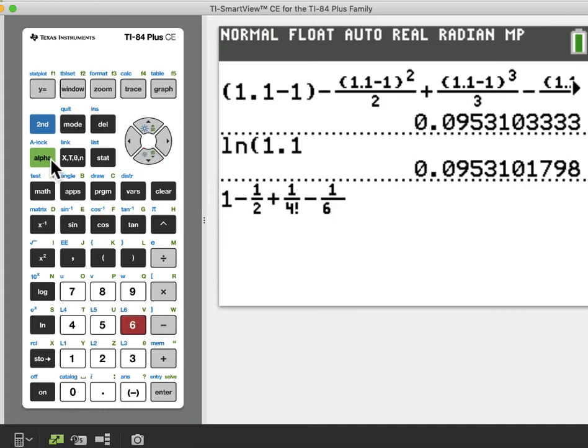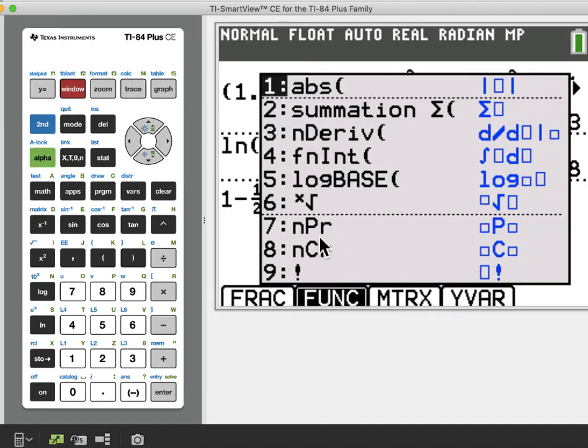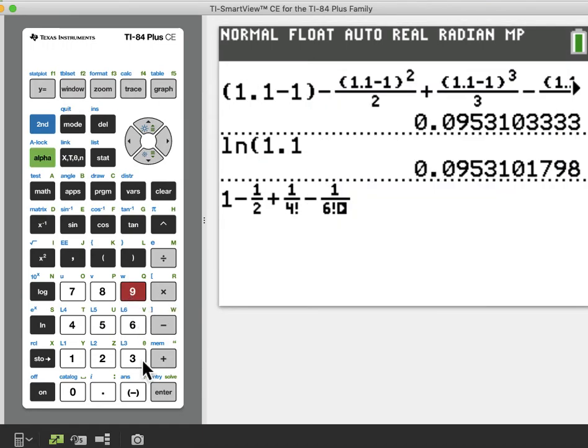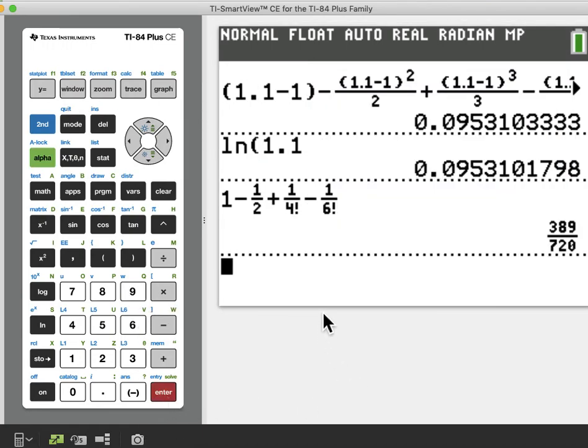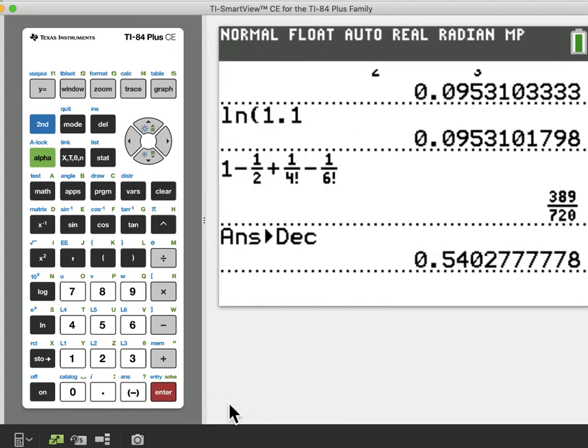You can also get the factorial symbol by going alpha, I think it's window. Yep, and it's option number 9. So you can get that as well. So my calculator is giving it to me as a fraction, so I'm going to write down the fraction, 389 over 720. And if I want it as a decimal, math option 2, right, which is about 0.540. Okay, so not a bad approximation, right?